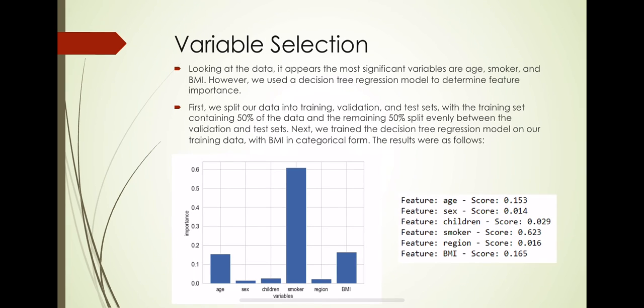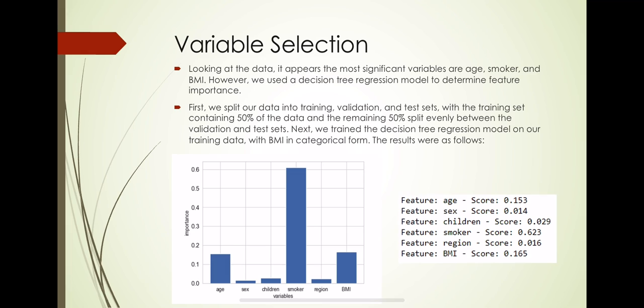Variable selection. After analyzing our data sets, we found that the most significant variables were age, smoker, and BMI. This plot just shows the variables against their levels of importance, with smoker being the most important. And although age and BMI look really close, BMI is slightly more important than age.